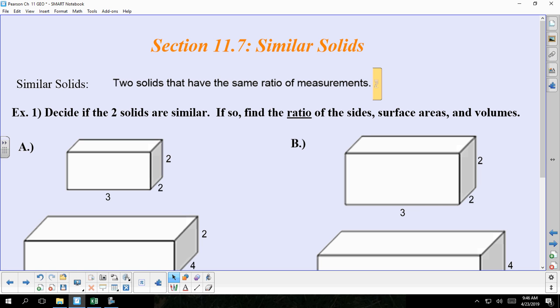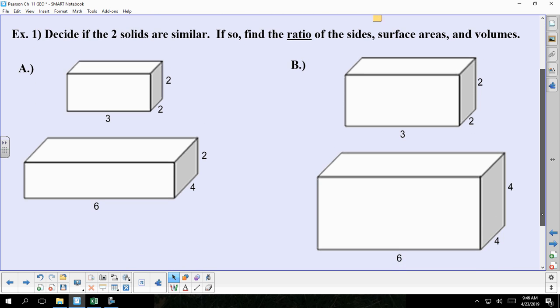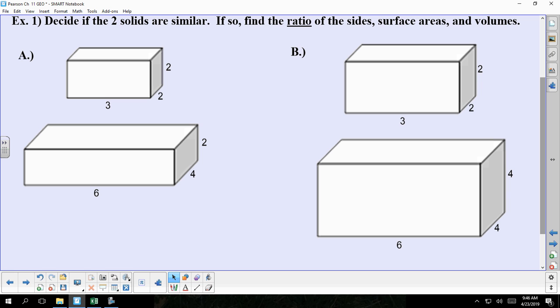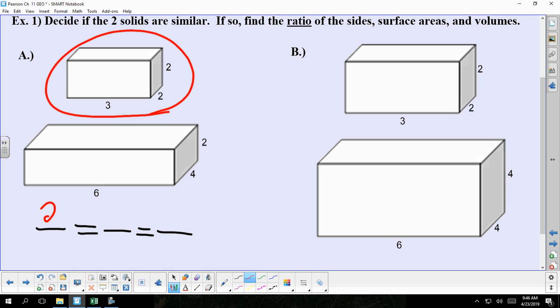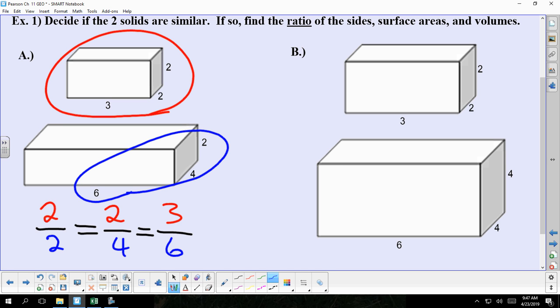So just as we did with similar polygons, we can do the same thing for similar solids. We're going to see if they have the same ratio of corresponding sides. So this one, let's go ahead and line this up. I'm going to take one of them and put smallest to biggest on the top, and then the other solid, smallest to biggest on bottom. And I'm going to see if we have a true statement.